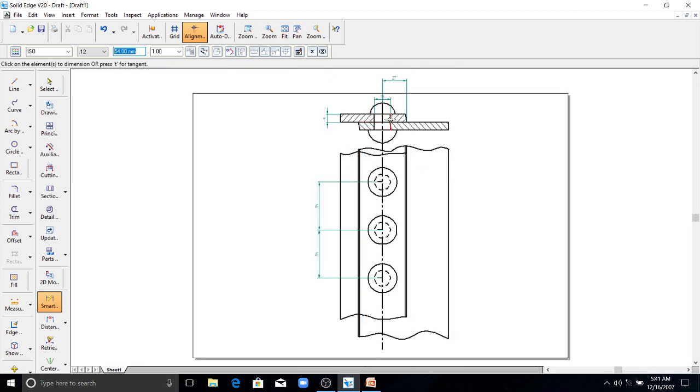So this dimension D is 18 mm. This distance from the center of the rivet to the margin edge of the plate, that is 27 mm. Here you have to leave a gap, allowance of 10 degree here, both sides. And thickness of the plate is 9 mm. And the pitch P equals 3 times the diameter, that is 54 mm. And this is the diameter of the rivet head.